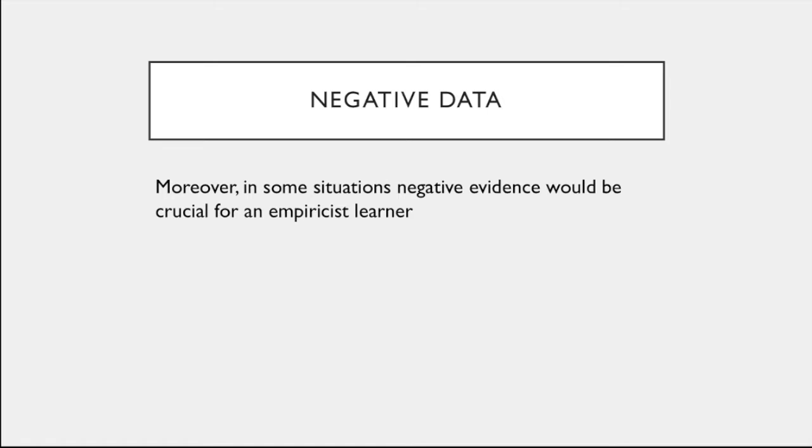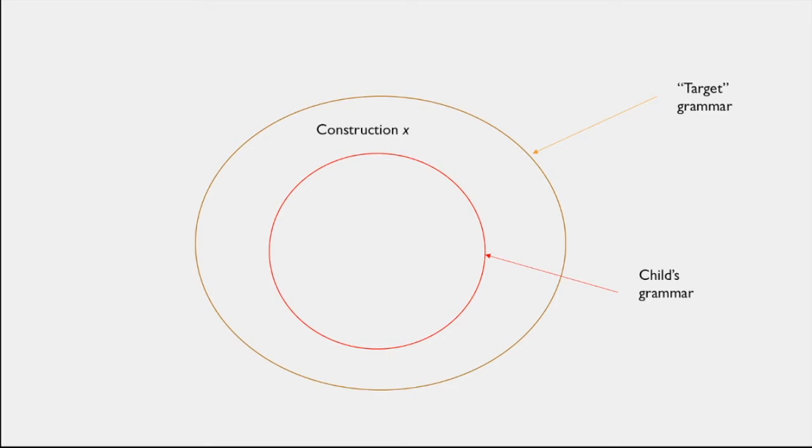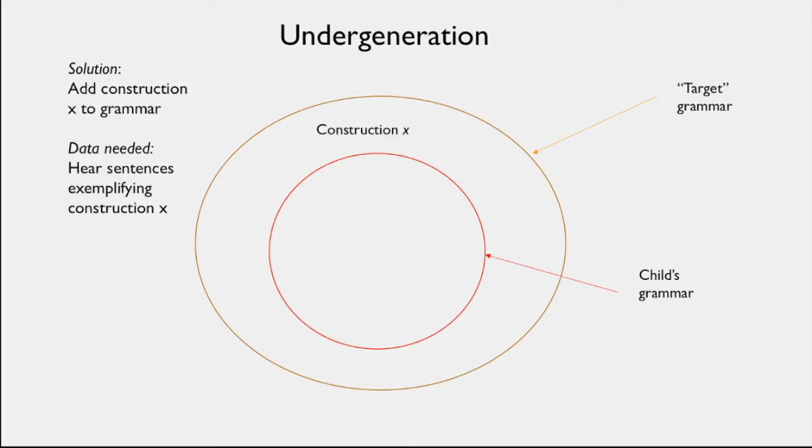Moreover, in some situations, negative evidence would be crucial for an empiricist learner. Consider this. There are two basic ways in which the child's grammar can differ from the grammar of the environment, which we may call target grammar. In one of these, the target grammar contains a linguistic construction that the child's grammar lacks, so that the child's grammar is a subset of the target grammar. In this case, we say that the child grammar undergenerates. The solution to this predicament is to add construction X to the grammar. And so, what data then are needed? Well, it's simply sentences exemplifying construction X on the part of parents or whoever else. So, all that is needed is positive data.